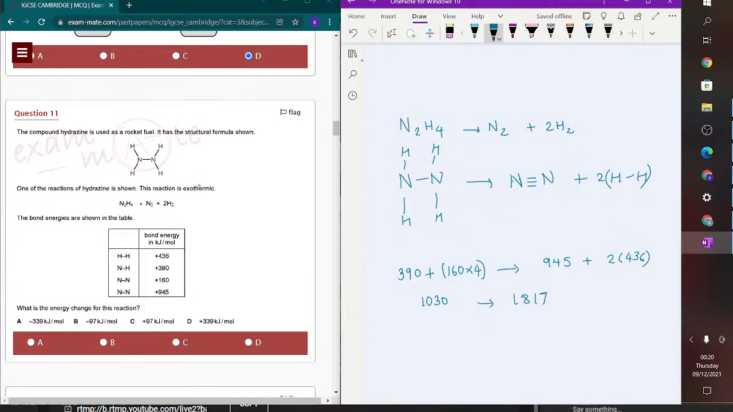Okay, this reaction is exothermic. That means the answer must be negative, and that means it is from A and B. Okay, all right. This is one bond, and these are four N–H bonds, and N–H is 160, so 160 into 4, that's 640, and N–N is that's 390. So this is correct.